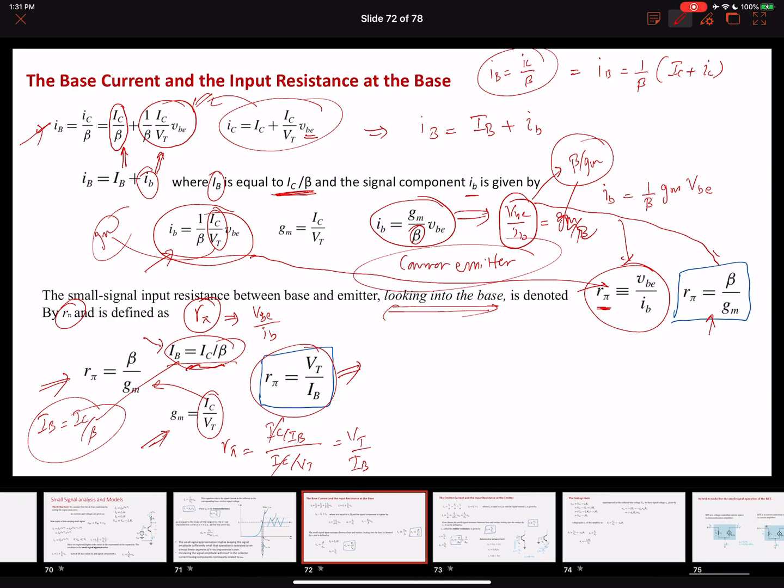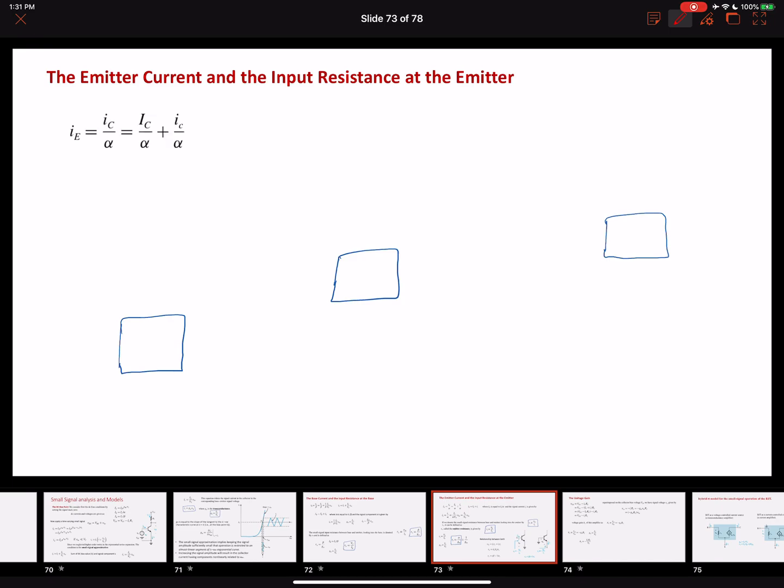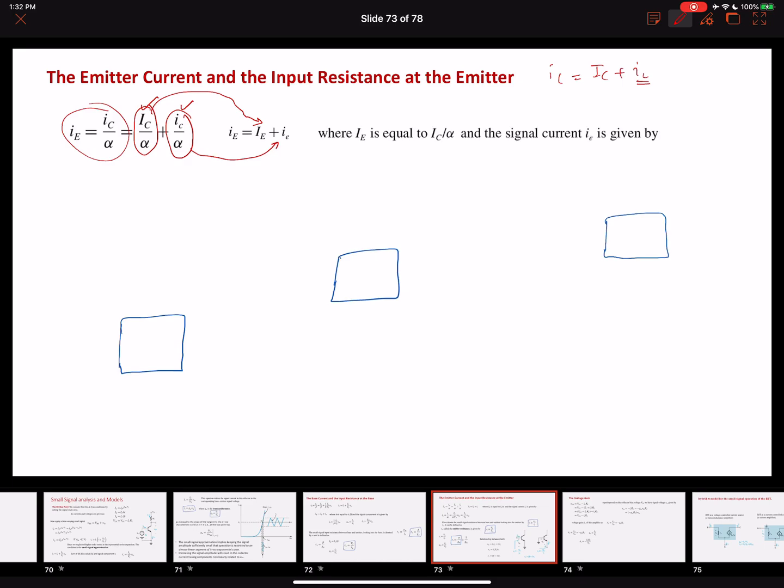So now let's look at the emitter current. We have looked at the collector current and base current. Now let's look at the emitter current and the resistance at the emitter too. Now we know that again our i_E equals i_C over alpha. We have seen this equation multiple times now. So our i_C equals the DC component plus the signal component i_c. So our i_E has a DC component here, and a small i_c over alpha is the AC, or time varying, component here.